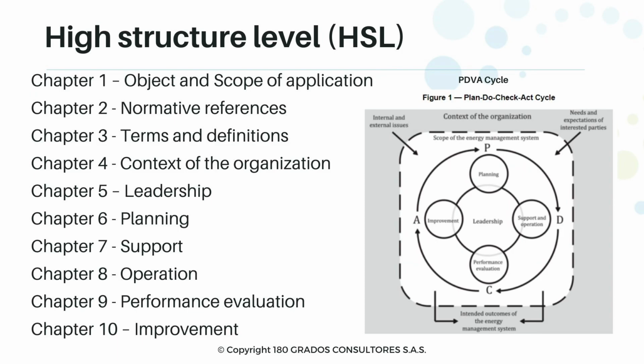Okay? Chapter 1 is objective and scope of application. Chapter 2 is normative references. Chapter 3 is terms and definitions. Chapter 4 is context of the organization. Chapter 5 is leadership. Chapter 6 is planning. Chapter 7 is support. Chapter 8 is operation. Chapter 9 is performance evaluation. And the last chapter, chapter 10, is improvement.